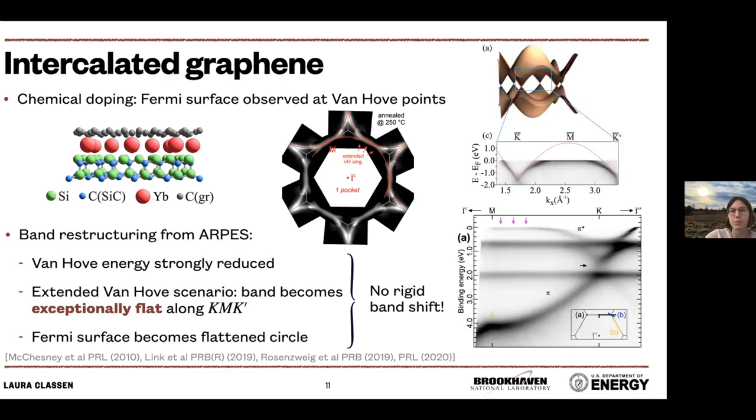But as I said, this comes with a price, and you can also see in these ARPES experiments that the band structure is modified. Here I want to emphasize three points. First of all, the Van Hove energy will be reduced compared to the freestanding graphene case, which would be this red line here. And this, of course, helps in reaching this point. Then more importantly, we have what is called an extended Van Hove scenario, where one of the bands becomes exceptionally flat along the KMK direction, as you see here. Together with that, the Fermi surface is also changed and becomes more of a flattened circle. So in summary, you cannot describe this by just a rigid band shift of the freestanding model.